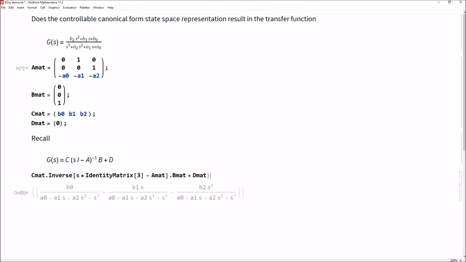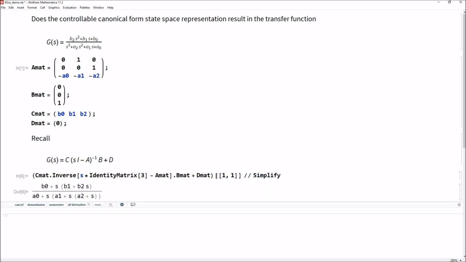So tell you what, let's go ahead and pull out the 1, 1 element, so I'm dealing with the actual value, not the matrix. And then maybe let's hit this with a simplify. Okay, so there we have it.